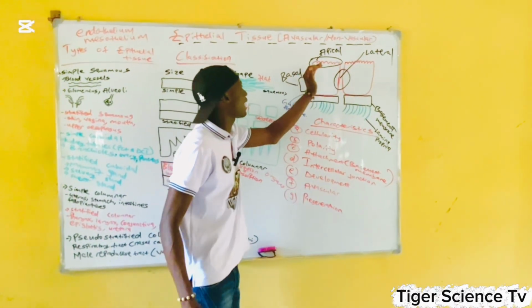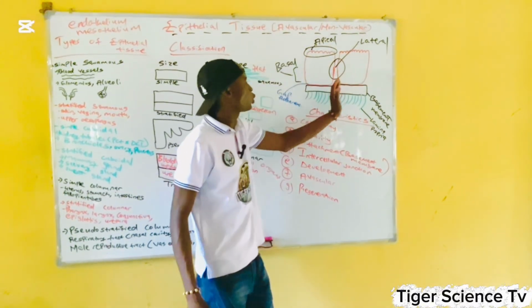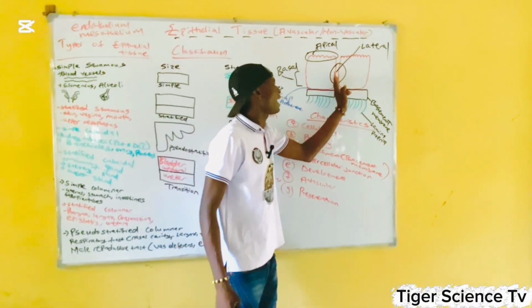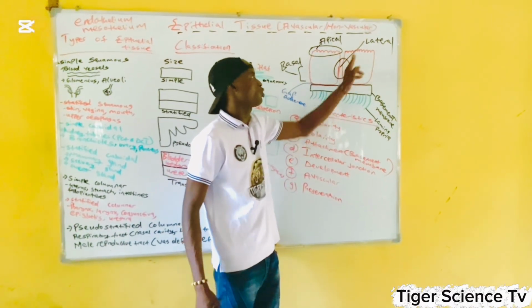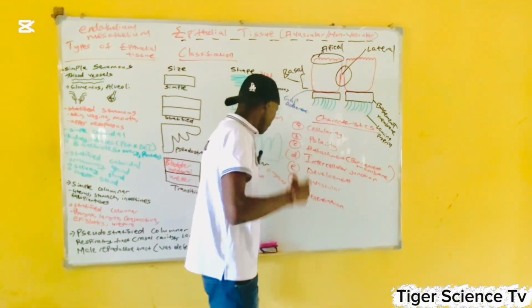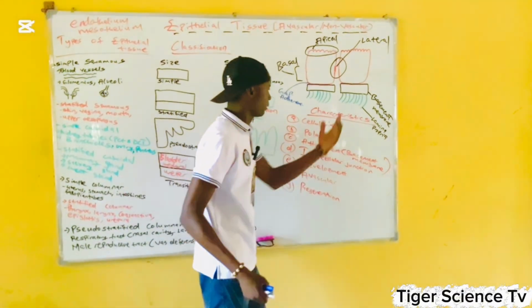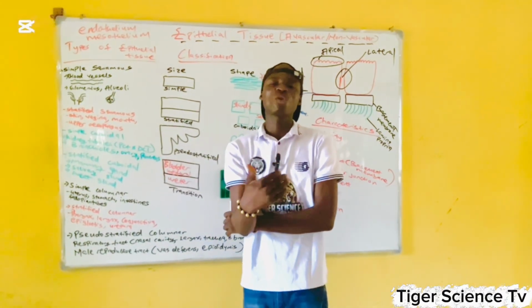The basal surface allows the epithelial tissue to rest on the basement membrane. The lateral surface of epithelial tissue connects the epithelial tissue with the neighboring tissue or allows for communication with the neighboring tissue. That's what the lateral surface does. Now, class, let me give a brief illustration of what the basement membrane is. The basement membrane acts as the extracellular matrix for epithelial tissue.